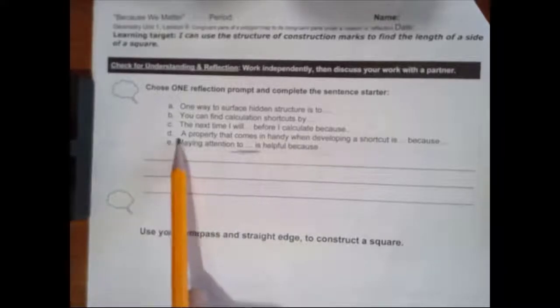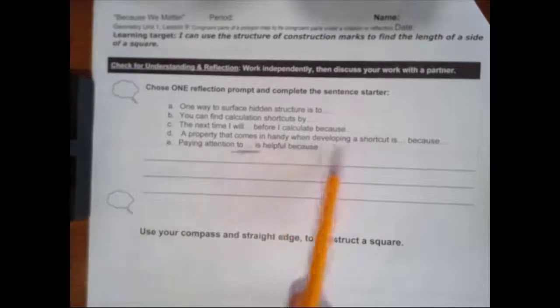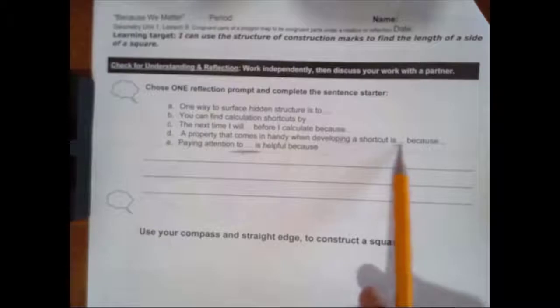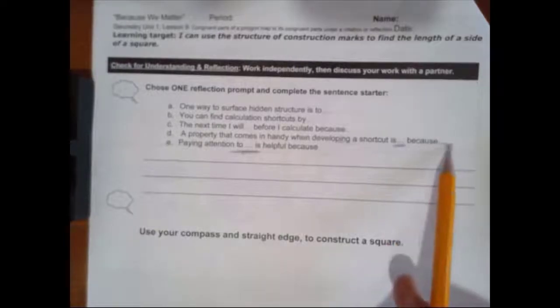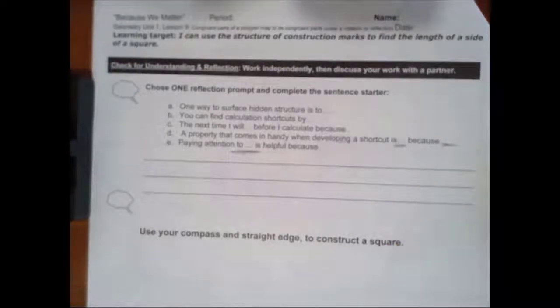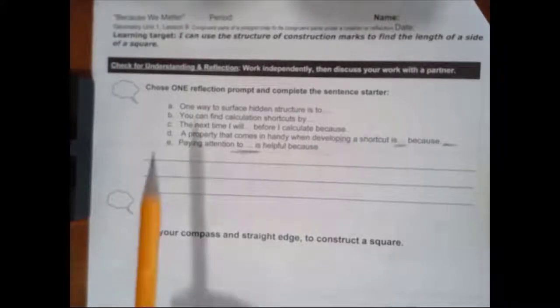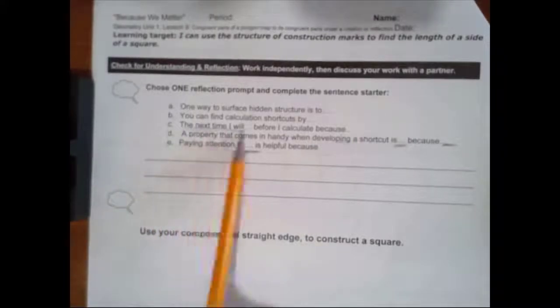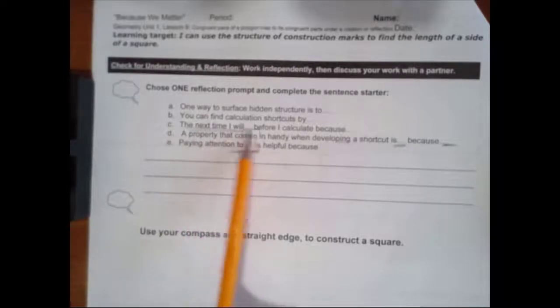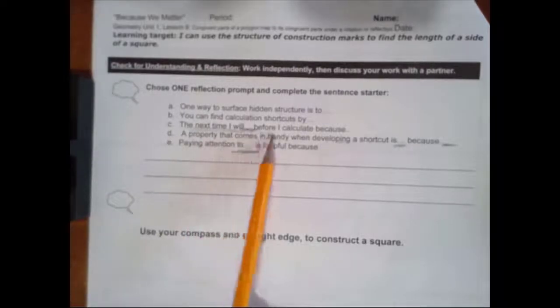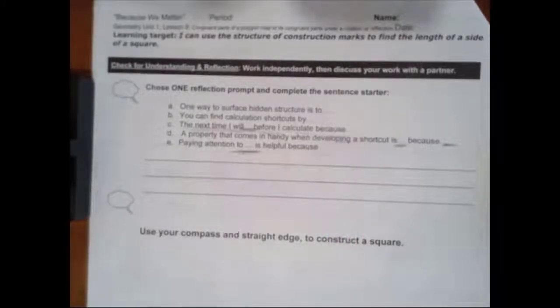You could say, D, the property that comes in handy when developing a shortcut is paying attention to the X and Y values, because if the Y values aren't changing, then I can just take the difference in my X values to get a distance. Maybe that's something you could write. You could say, the next time I will write down a formula. Maybe you're going to write down a formula before you calculate, because it helps keep things organized, helps keep your thinking straight.